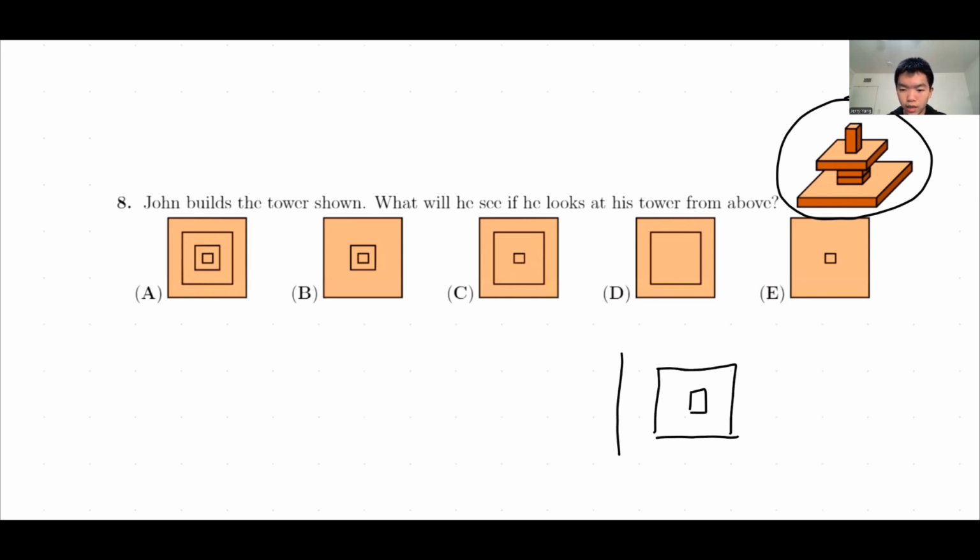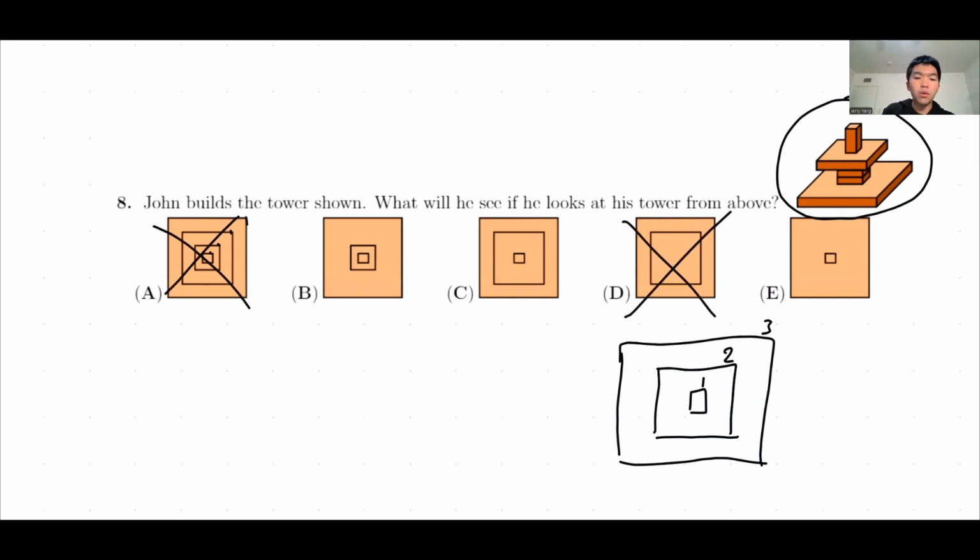So we know we're going to have one, two, three layers. So first of all, we can start eliminating with that. So with this, we have one, two, three, four layers. So we know it cannot be A. With B, we have three layers. So that's possible. C, we have three layers. Also another possibility. D, we have two layers. Not an option. And E, we also have two layers. Not an option. So now we're down to B and C.